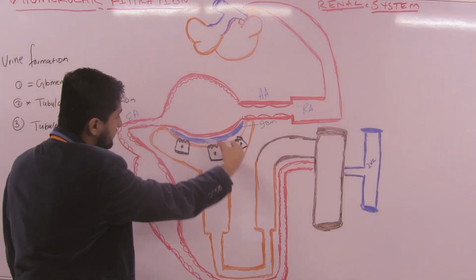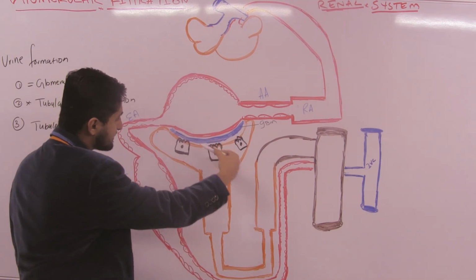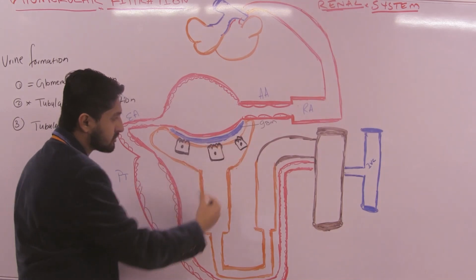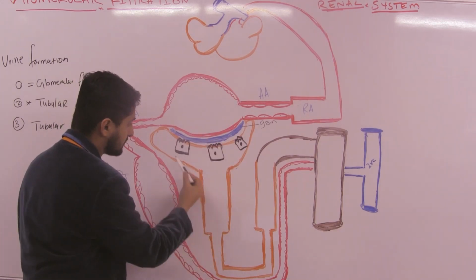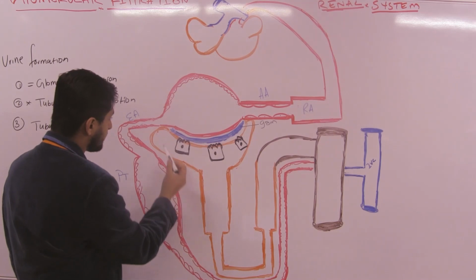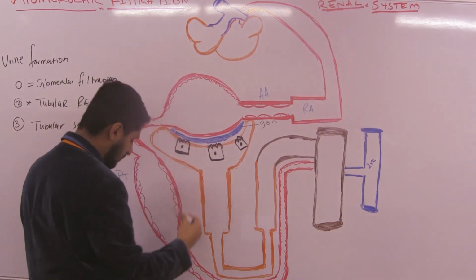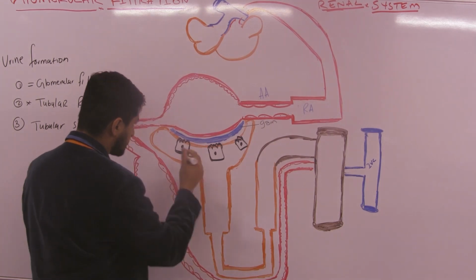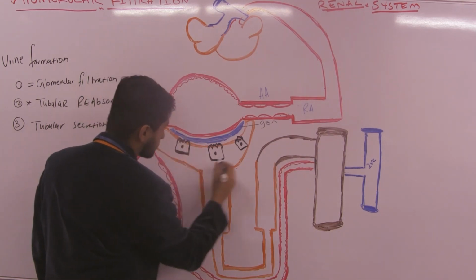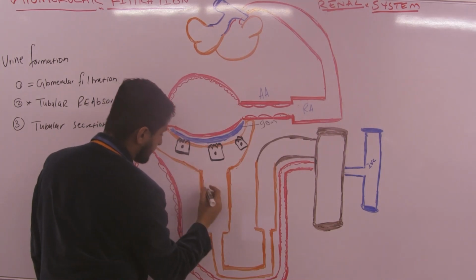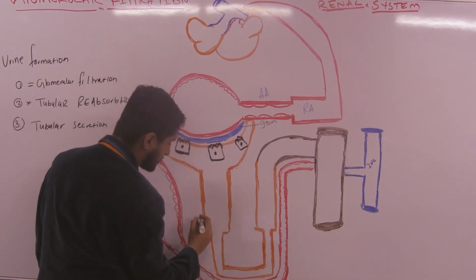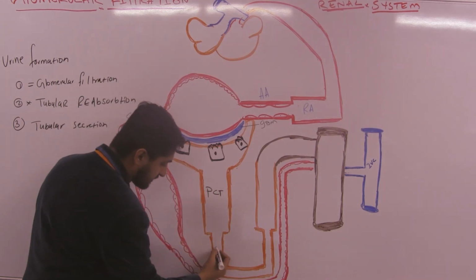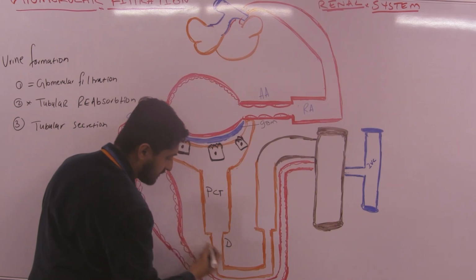Now, these are three different membranes. Whatever substance gets filtered out from here has to pass through all these barriers to come down here into the Bowman capsule. From here, this orange is going to be my Bowman capsule. All these structures, like a cup substructure right here, this is Bowman's space. And this structure right here is my proximal convoluted tubule. And this structure right here is going to be my descending limb.